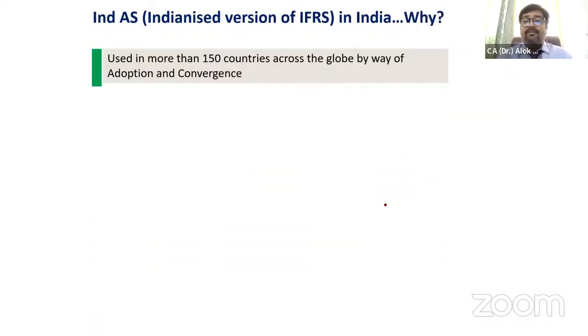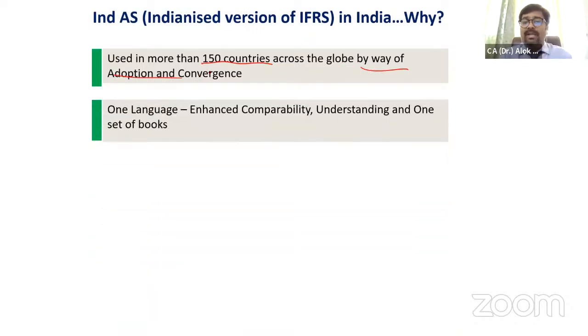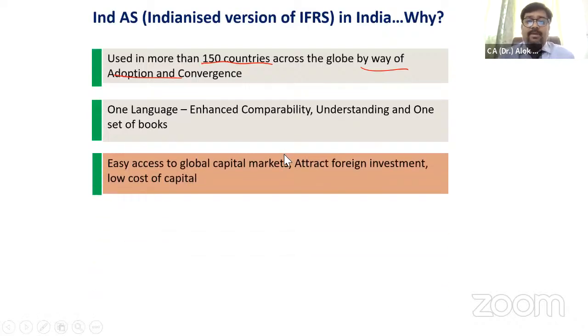And why have we adopted Ind AS, why have we converged with IFRS in India? Because IFRS is used in more than 150 countries, either by way of adoption or by way of convergence. One language will enhance comparability and understanding, and one set of books, right? Easy access to the global capital market, which will attract foreign investment at a low cost of capital.